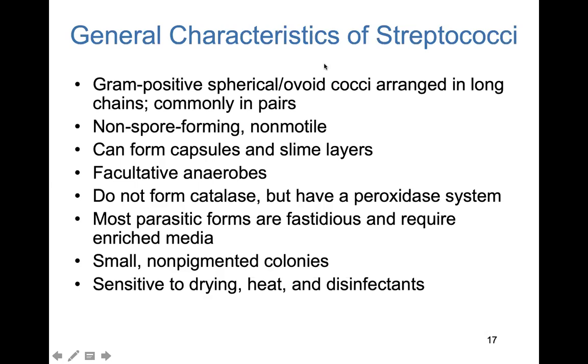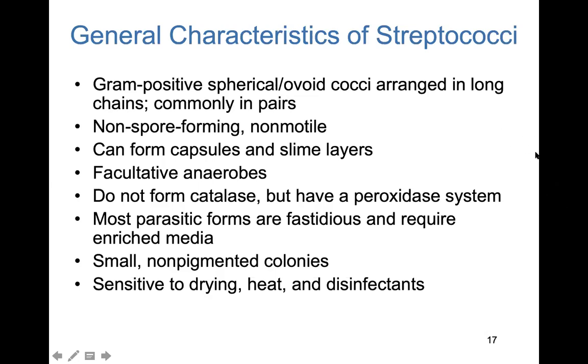Okay, so general characteristics of strep as opposed to staph. They're gram-positive. These are spherical or ovoid cocci arranged in long chains, commonly in pairs, because once again we're literally catching them during binary fission. And remember, these go through binary fission every 20 or 30 minutes, just like most of the bacteria out there.